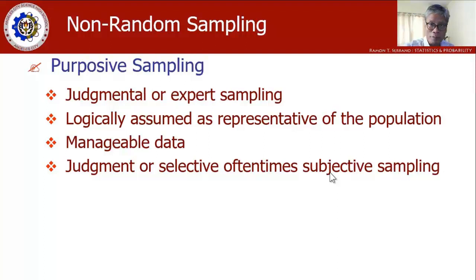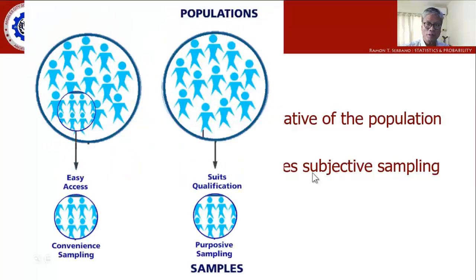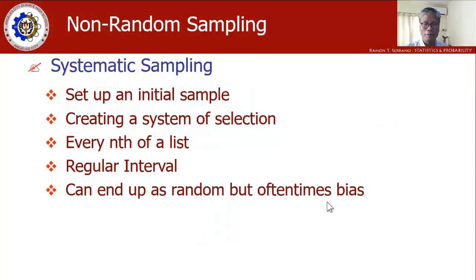Like, for example, I'm doing a survey among doctors, and so I select only the doctors that I know. Of course, I will not ask engineers or other people, architects, nurses. No, I'm only looking for doctors, based on the purpose of the study. That's how you illustrate it. It suits your qualification for purposive sampling.